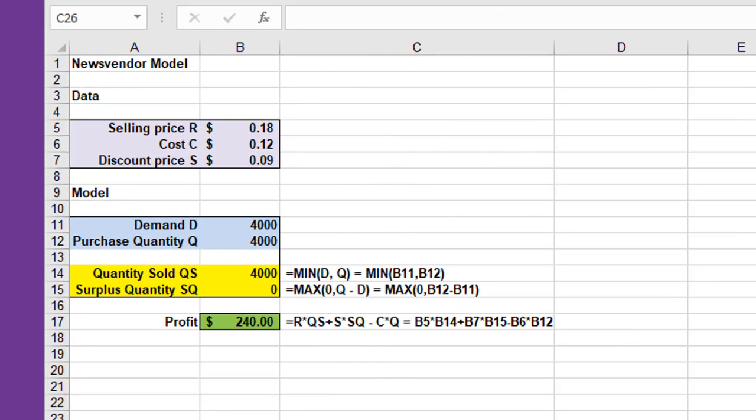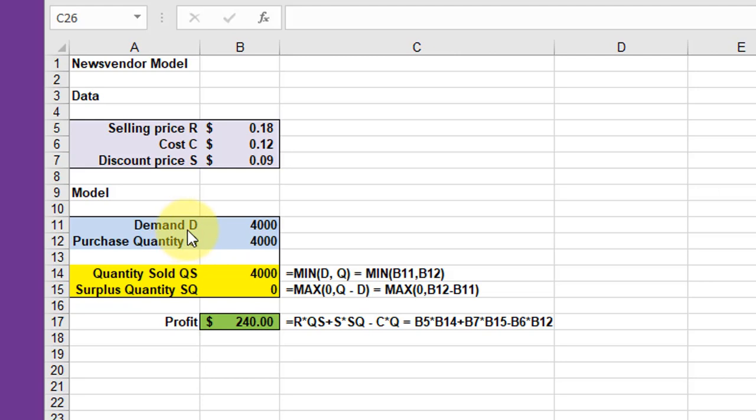This is one way to build the model in Excel. The way I've set it up here, I put my data up top, and these are the values that were given in the problem statement usually. In this case, we're given that the price of each newspaper is 18 cents, the cost of each newspaper is 12 cents, and the discount price, the price that he can sell them for if they're out of date, is 9 cents. And those are all established by the publisher. The model is down here.